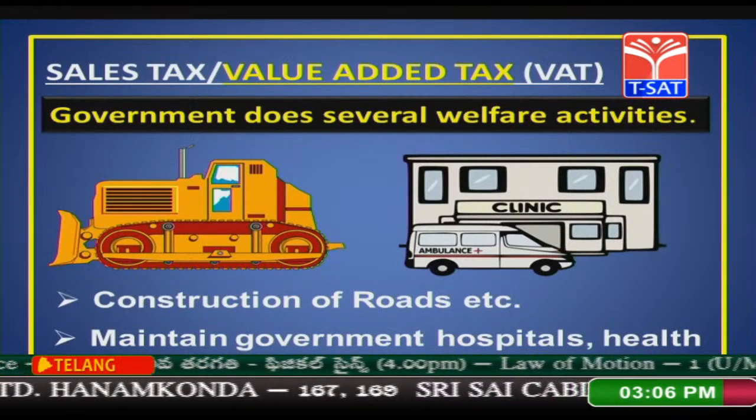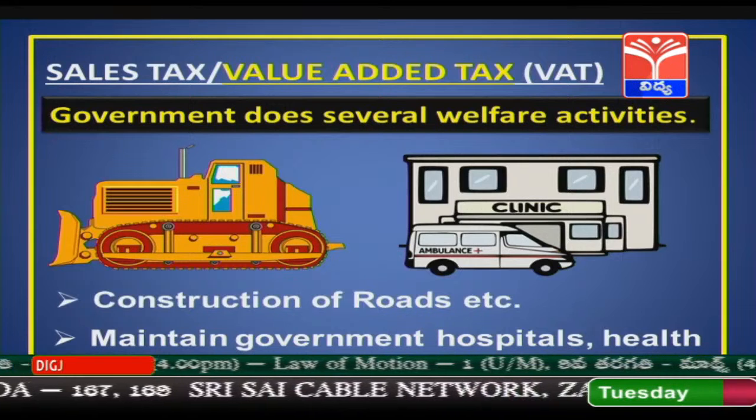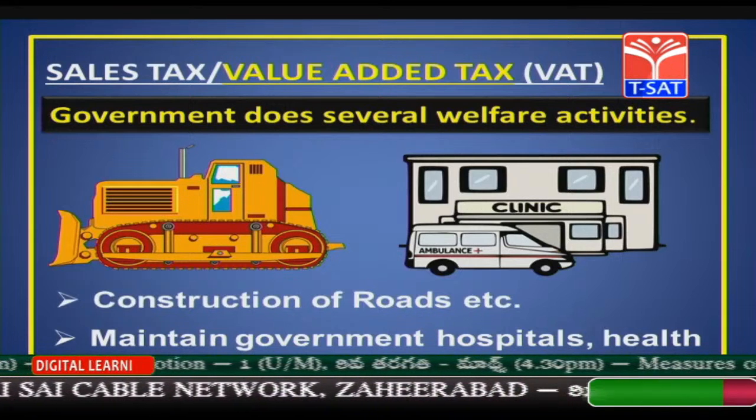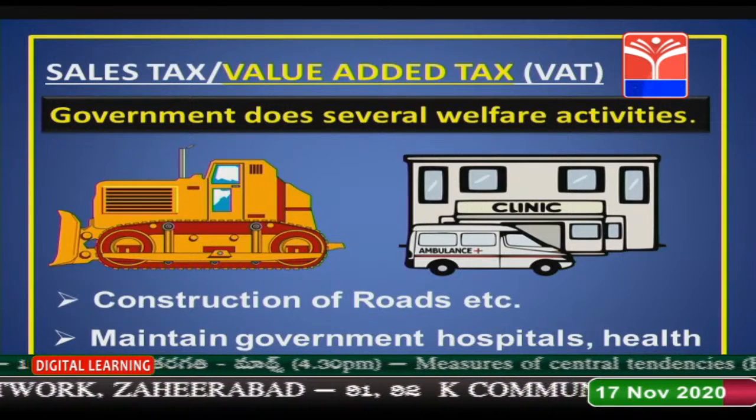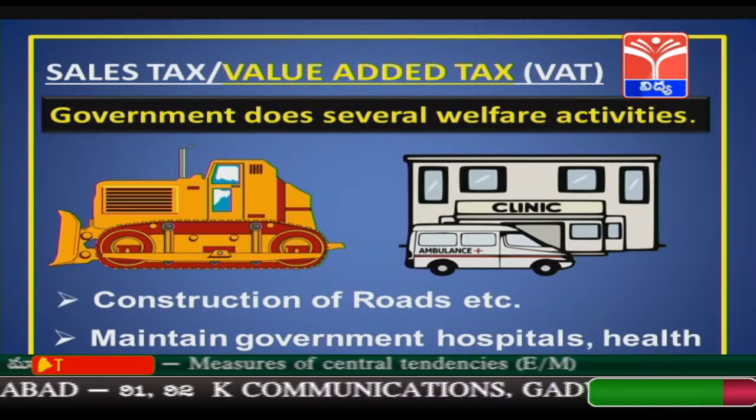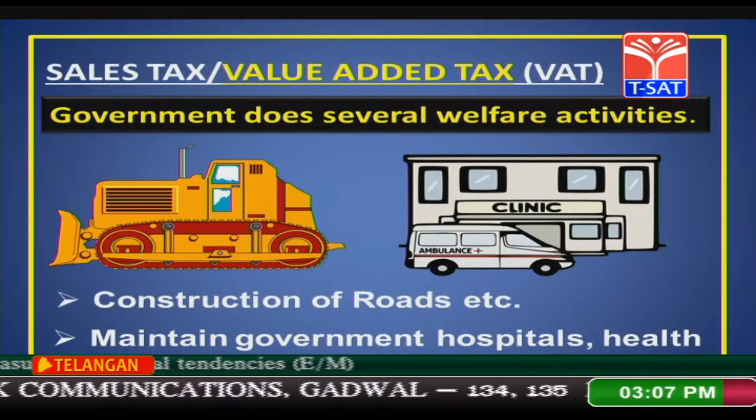Now, how do you think the government gets this money? Yes, they are going to collect it as taxes from us. Now, I think you understood why the government charges tax on us.